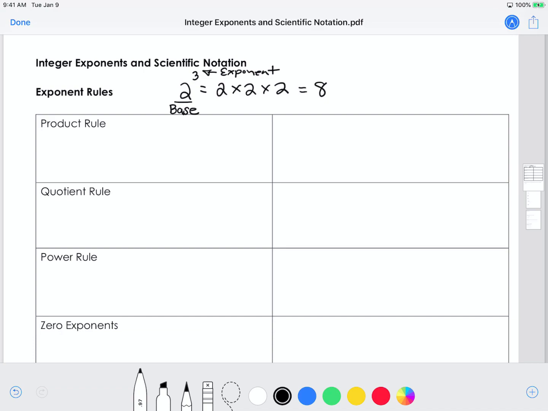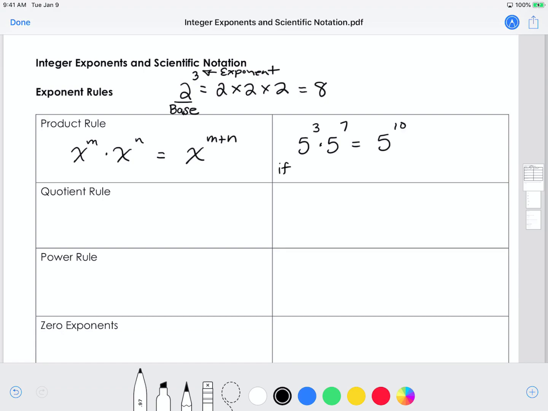And so the exponent rules tell us how to handle expressions that have exponents in them. So the product rule says if we have a product where the bases are the same and we want to multiply, we would get x to the m plus n. You keep the base the same and you add the exponents. So for example, if I had 5 to the third times 5 to the seventh, the base stays the same, and I would write that as 5 to the 10th because I add the 3 and the 7.